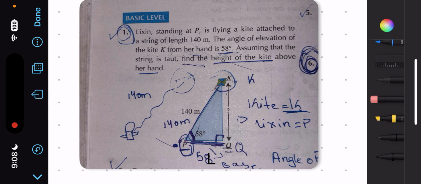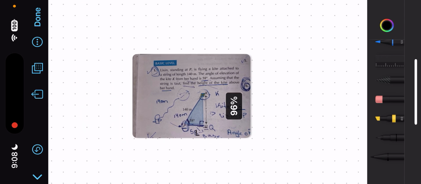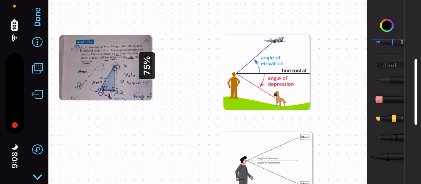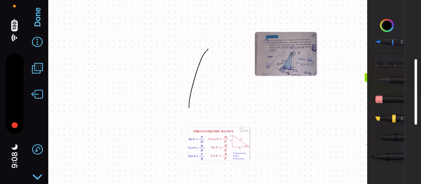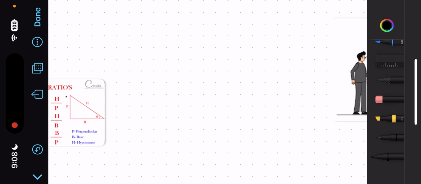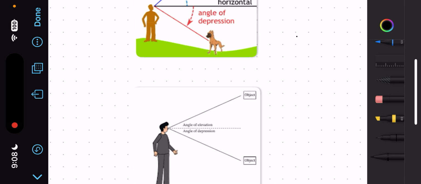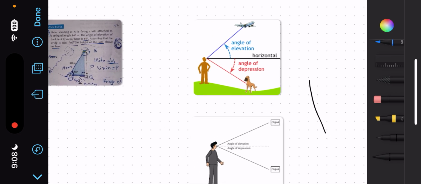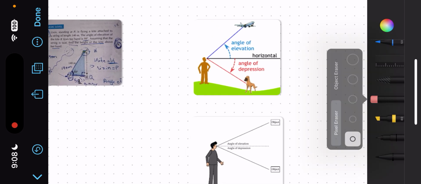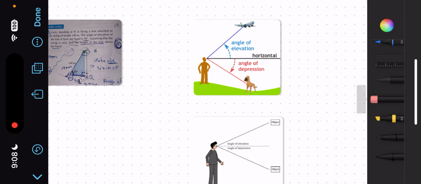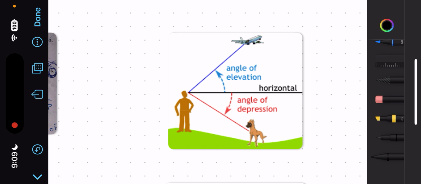Before starting this question, we have to make sure that we must be aware of some terms in this chapter, like trigonometry ratios and angle of elevation and angle of depression. So what is angle of elevation and angle of depression?